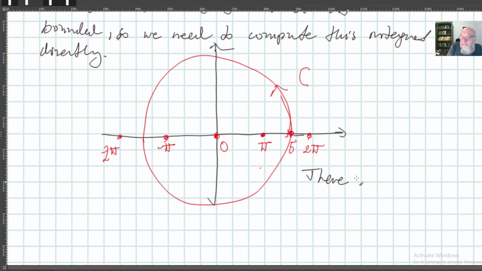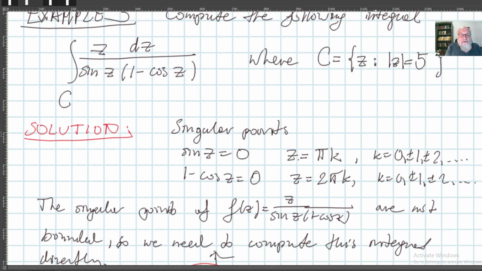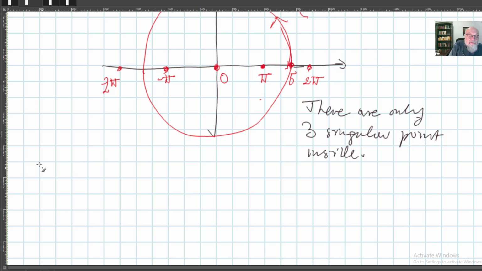There are only 3 singular points inside. So let me see. You can notice, so first remark, or maybe notice, that for z0 equal to plus minus pi, those are these two, z0 is a simple pole.